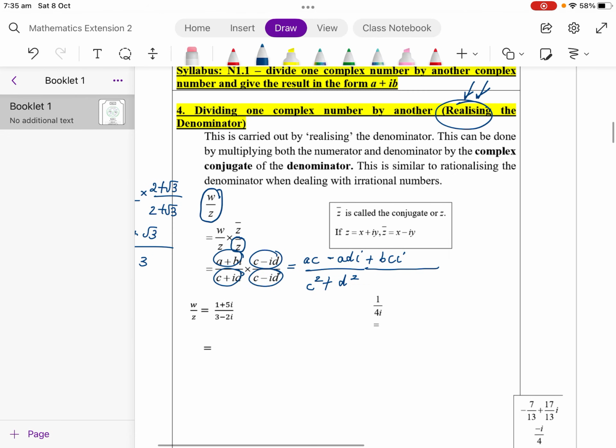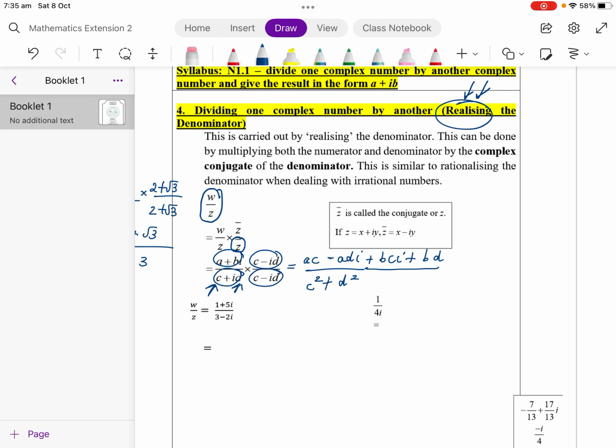Sorry. I'm going to get plus BD. Now, I want you to think about what we're doing here. We are just realizing the denominator. So if you look at the denominator now, if I look at this complex number over here, can you see that C is the real part of Z and D is the imaginary part of Z? But C and D are both real numbers.